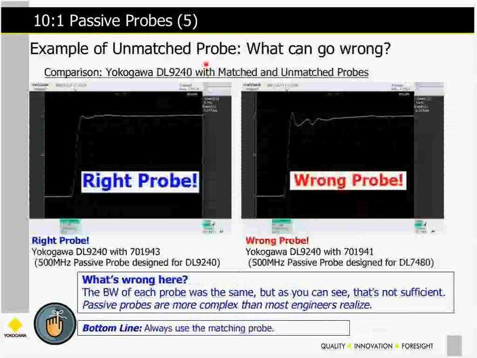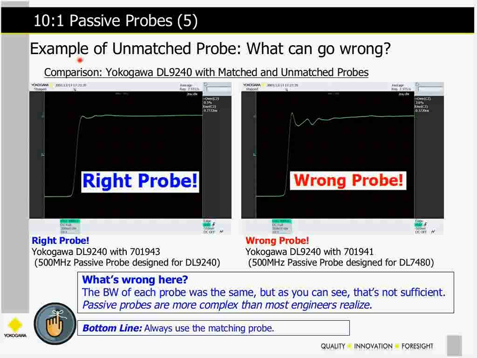Okay. So I get this question regularly. If I use brand X probe with the Yokogawa scope, what could go wrong? What happens is maybe the probe is matched to another piece of equipment, or maybe it doesn't even have any of those efforts to manage the reflections or the resonance.